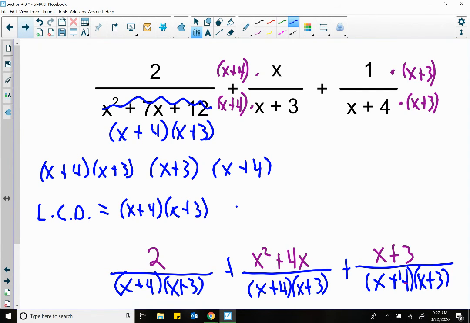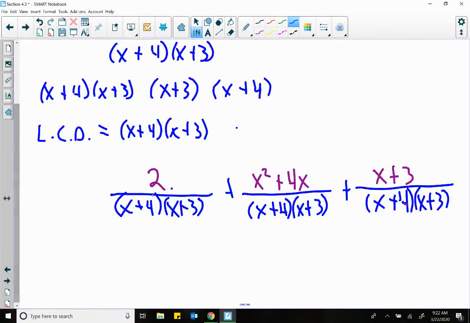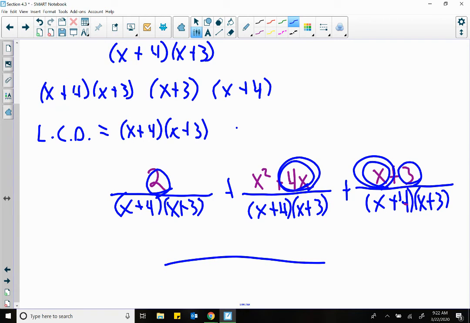All right, so let's get to this guy. So the 2 and the 3 are going to get together, and the 4x and the x will get together. So I'm doing 2 circles. So what we have then in the numerator is x squared. 4x plus x is 5x. And 2 plus 3 is 5. In the denominator, we have x plus 4, x plus 3.